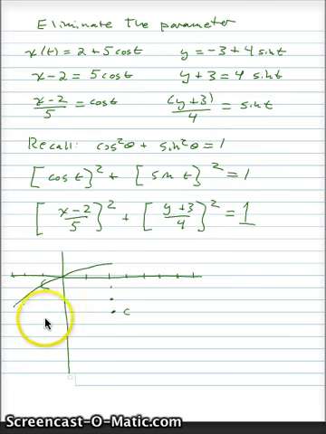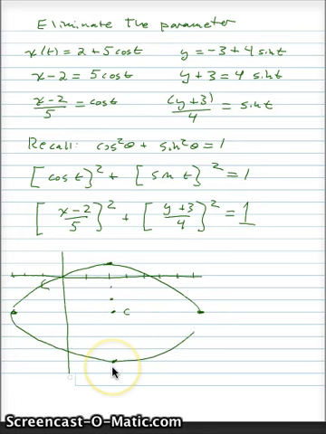And I've got to go 5 to the left, and I've got to go 5 to the right to correspond to the 5 in the denominator. And then to correspond to that 4, I've got to go up 4, 1, 2, 3, 4, and down 4, 1, 2, 3, 4. That gives me the ellipse. And the orientation of this ellipse is going to be a counterclockwise orientation.